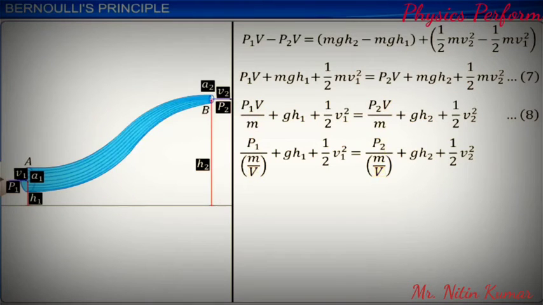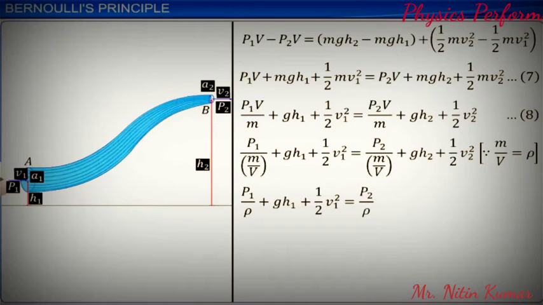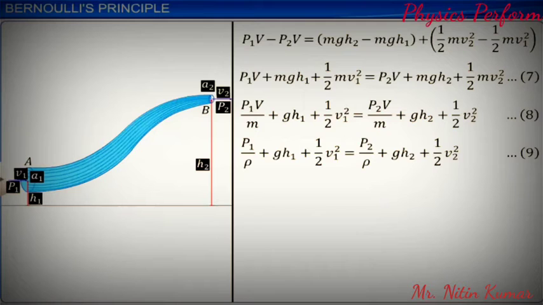As the ratio of mass m to volume V is equal to density rho, the equation now becomes P1 by rho plus gh1 plus half v1 square is equal to P2 by rho plus gh2 plus half v2 square. This relationship holds good at any point in a streamlined flow. Thus, we can say P by rho plus gh plus half v square is constant across all points in a streamlined flow.